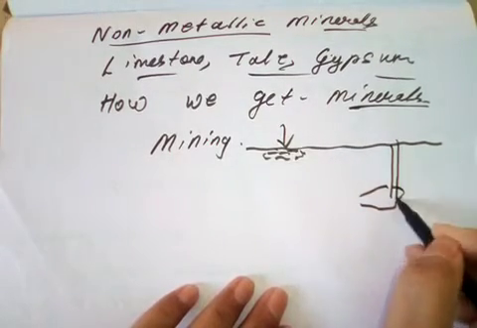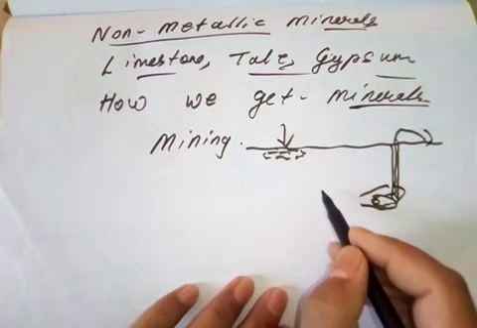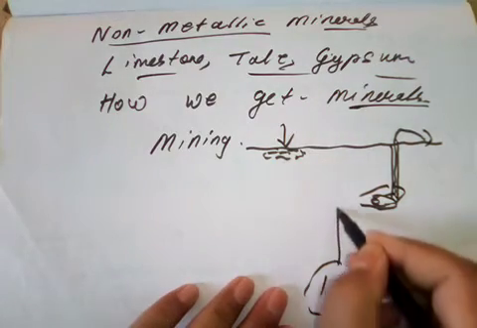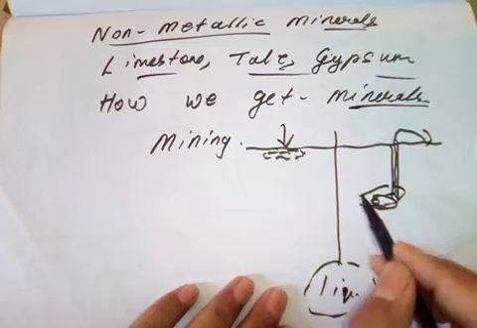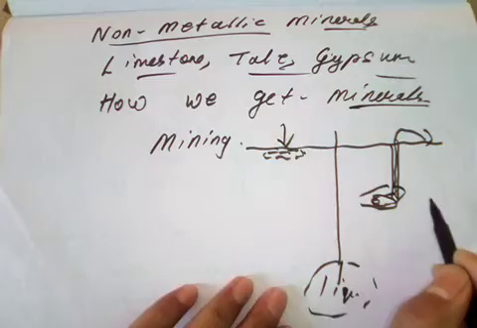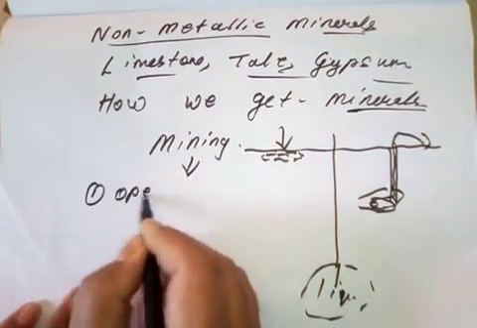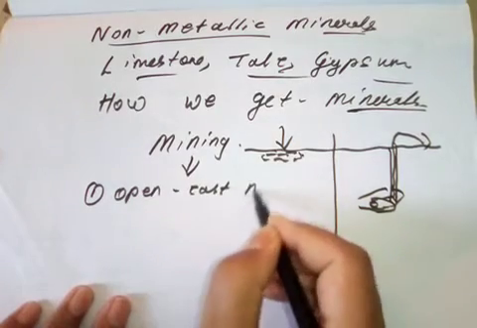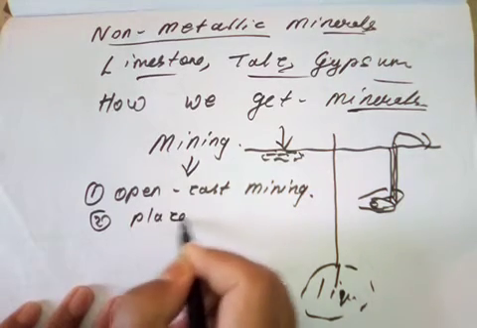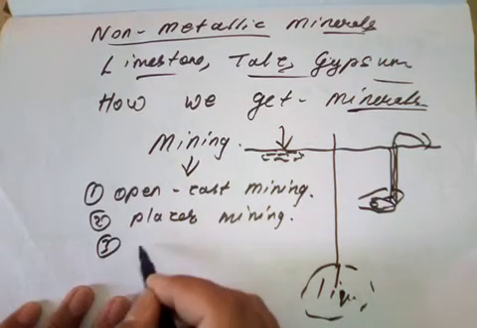So we need to make a tunnel and take the minerals out from the shaft. Some minerals are very deep and also in liquid form, so it is easier to mine through wells, putting pipes in and sucking out the mineral, like mineral oil. In this way there are different kinds of mining: the first is called open cast mining, the second is placer mining, and the third is underground mining.